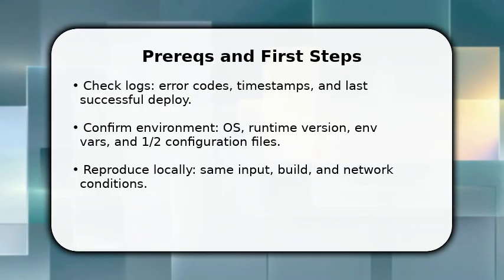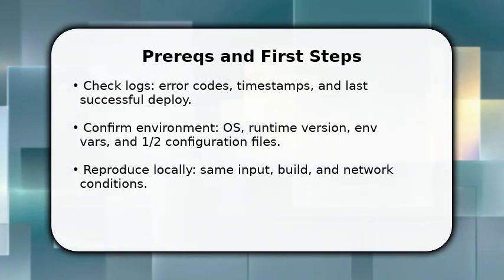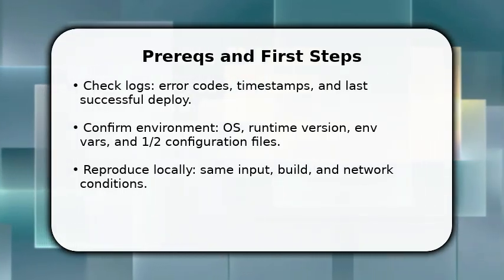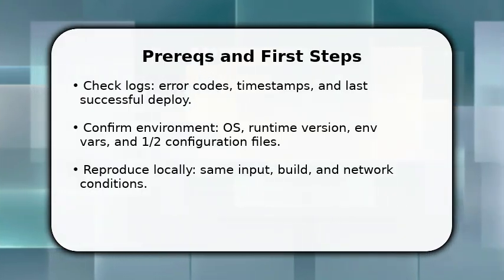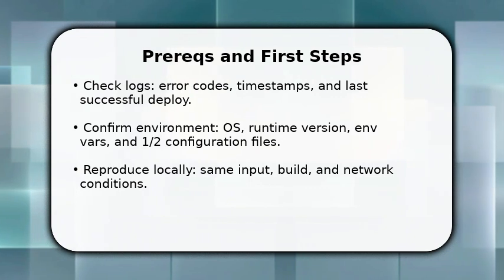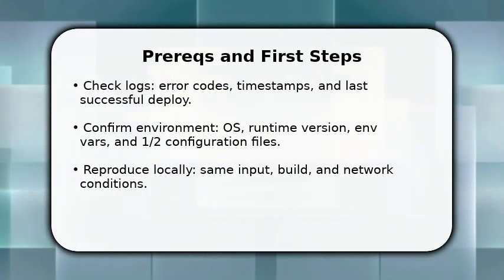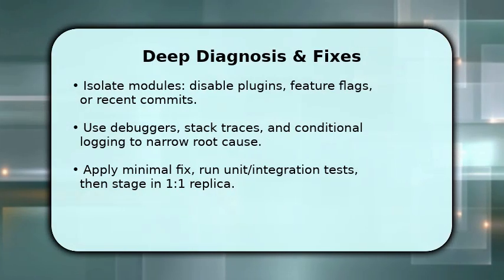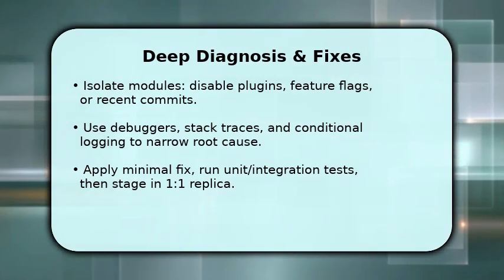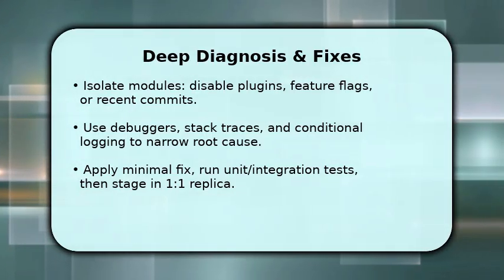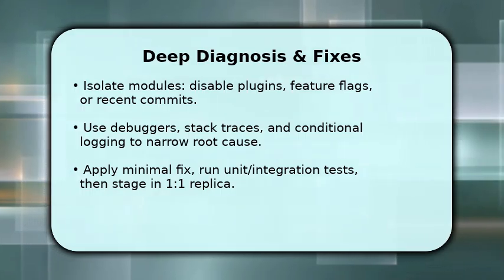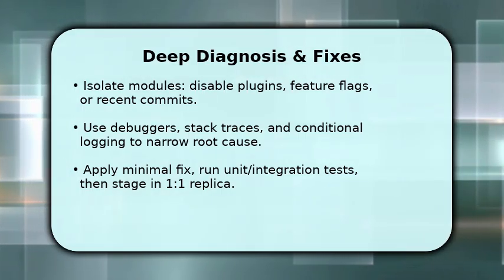Then reproduce the issue locally with the same inputs and network settings so you can test changes safely without impacting users. Once you can reproduce, isolate the component by disabling plugins or toggling feature flags, and bisect recent commits to find where behavior changed. Attach a debugger or add targeted logging to capture variable state and stack traces. This reveals the how behind the failure.